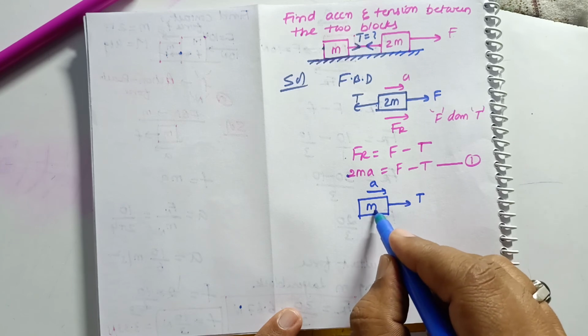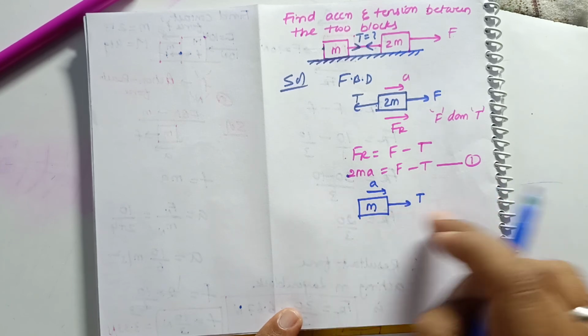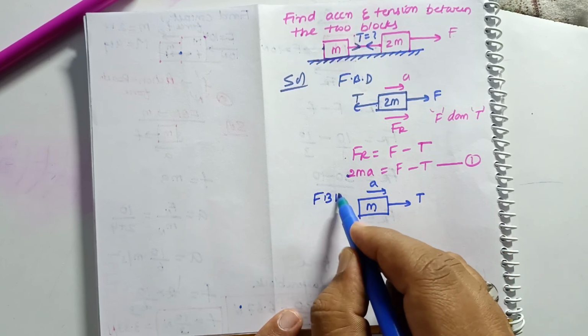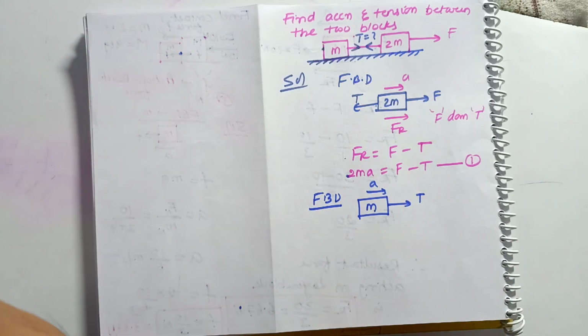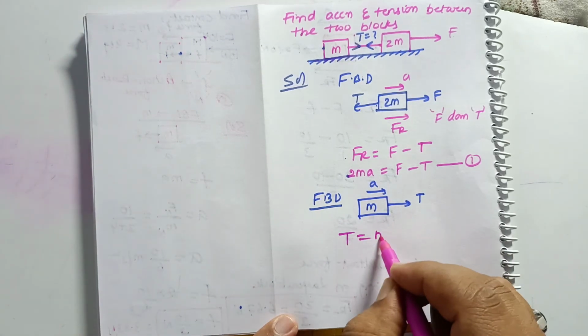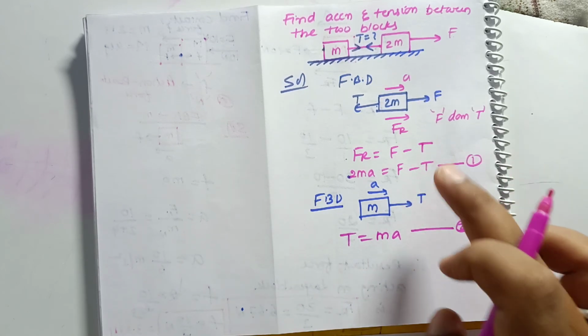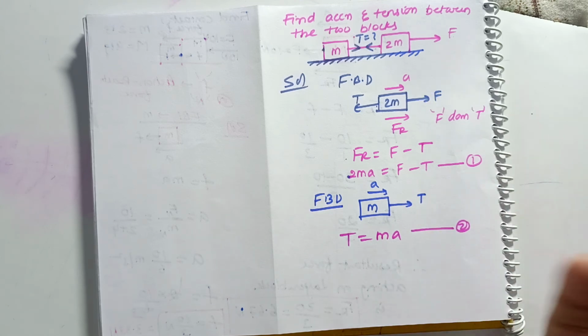Okay, so this is a single mass, small m. So what is the resultant force here now? This is a free body diagram here for mass m. So let us write the equation also here. Tension T is equal to m into a. So this is equation number 2. There are two free body diagrams we are getting. We can select any one to find the acceleration and tension also.